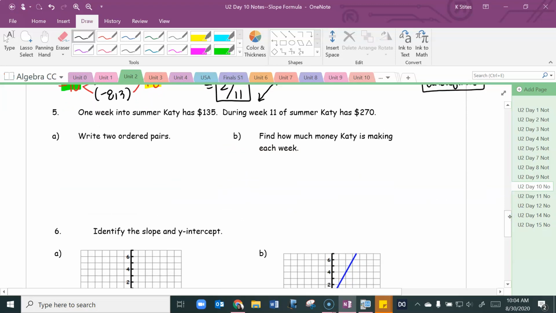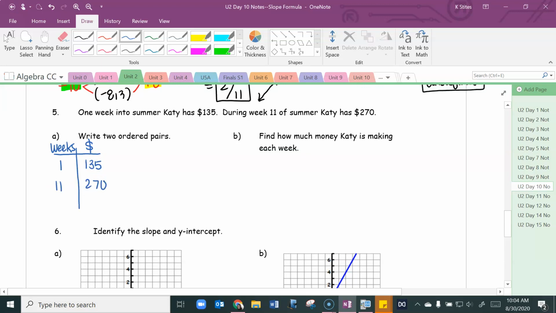All right, finally, we're just going to do a little review of some topics we've already discussed. One week into summer, Katie has $135. During week 11 of summer, Katie has $270. So we're going to write two ordered pairs, or if you prefer to make a table, we can do that. Just make sure that when you write your ordered pairs or make your table, dollars needs to be your dependent variable and time or weeks will come first. So that way you should have the points (1, 135) and (11, 270).